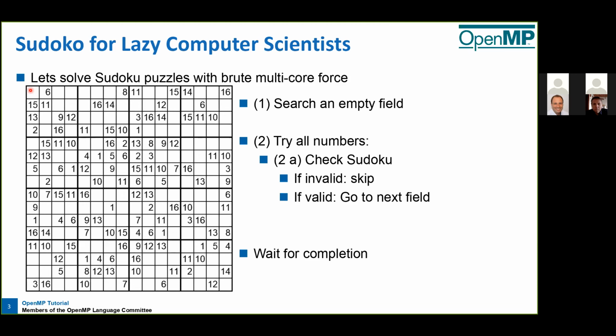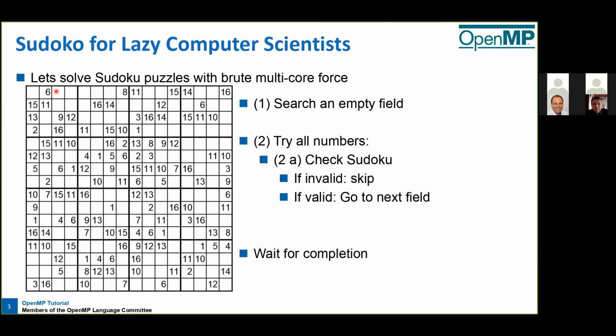And that's what I'm trying to indicate with a step 2a here. If the number has already been used, we can skip it. But if it's not being used at the current position, we could consider it a candidate and go to the next field. That would be this one here. And then continue with step 1.